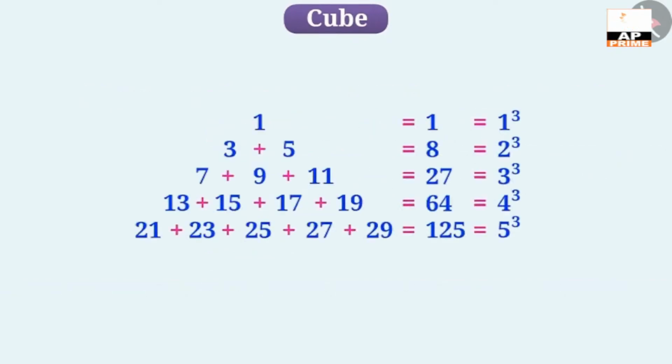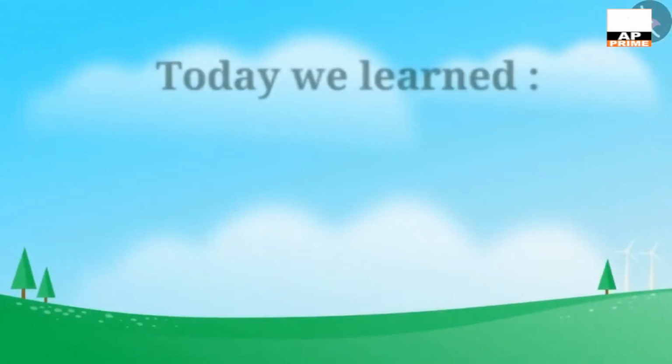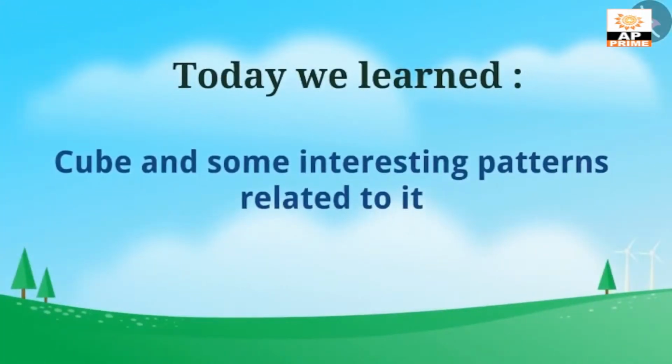Now look at the given pattern. Here you can see that the sum of consecutive odd numbers is a perfect cube. Isn't this interesting? Now proceed with this pattern by yourself. By now, you must have understood many interesting facts about cubes. So today, we learned about cubes and some interesting patterns related to them. In the next video, we will see some more examples related to them.